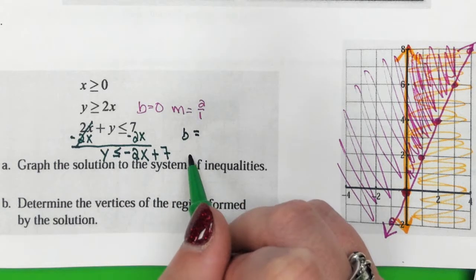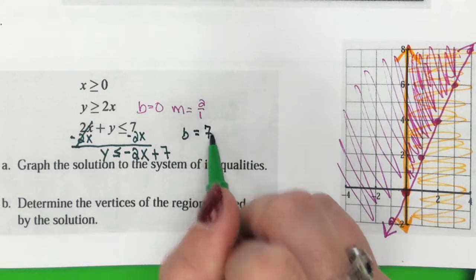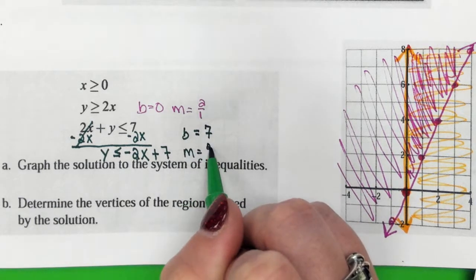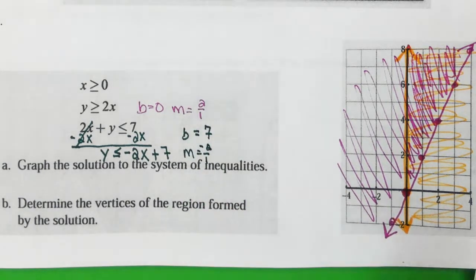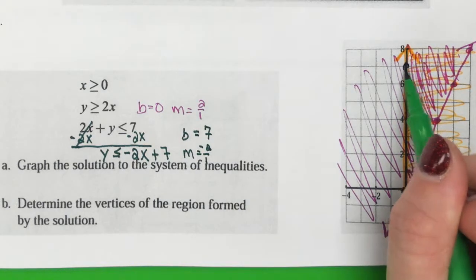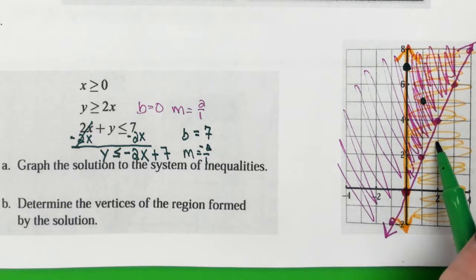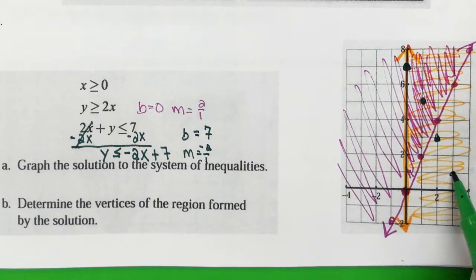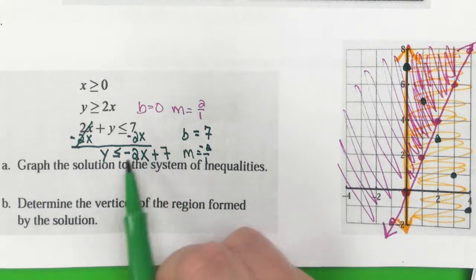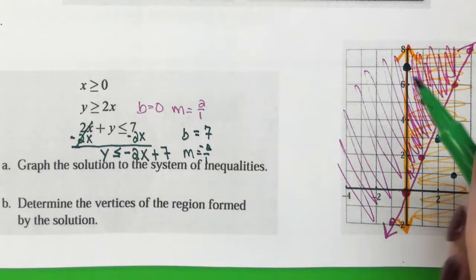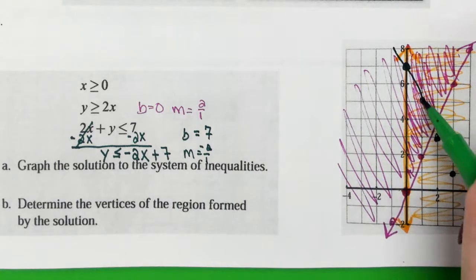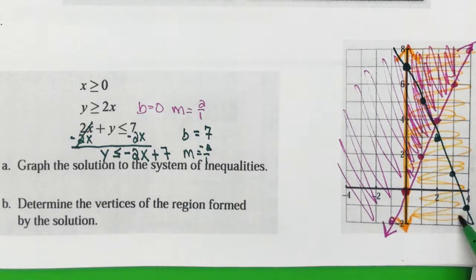Alright, what's your y-intercept? 7. And what's your slope? -2 over 1. So where do I start? There you go. Go up 7. So there you go. Down 2 to the right 1. Dotted or solid? Solid. Pretend like that's a straight line.